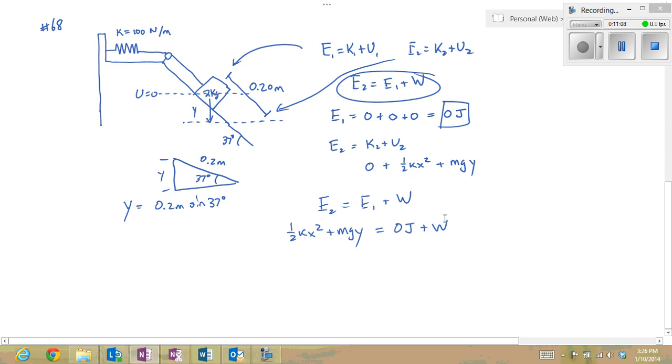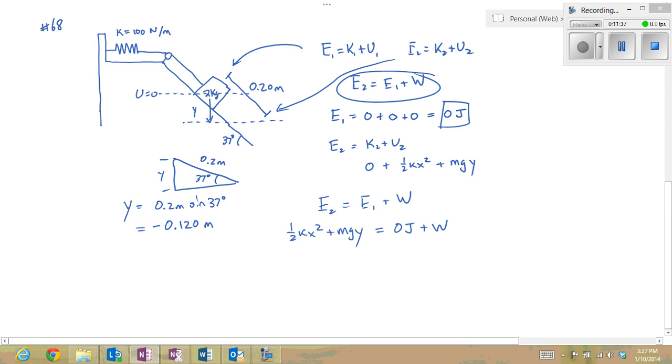So now let's go ahead and figure in these values. Well, one thing to say here, important, let me calculate y here real quick. Y is going to be a negative value because it's going down from my original origin. My origin is where my gravitational potential energy is 0. So I need to treat this as negative 0.120 meters.